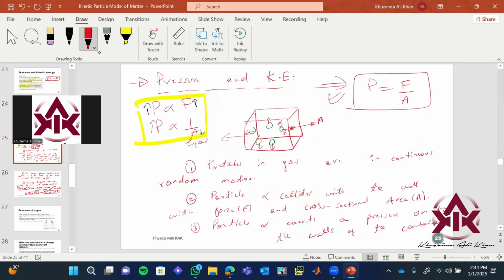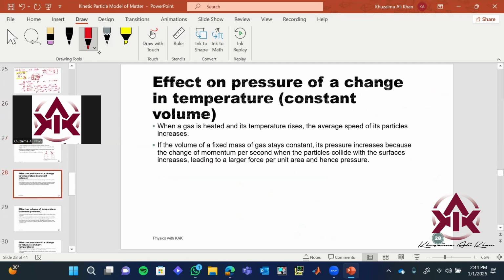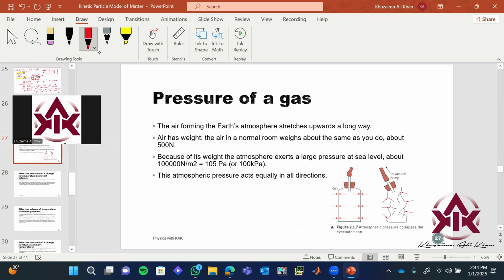Now we have the last thing to cover in today's lecture. That is the pressure of a gas, right? So let's start with this. Before starting, I want you to think: let's say you have a juice container, an empty plastic juice container, and you take it into a vacuum. What would happen to the container? Think about this. Pause the video and think about this.